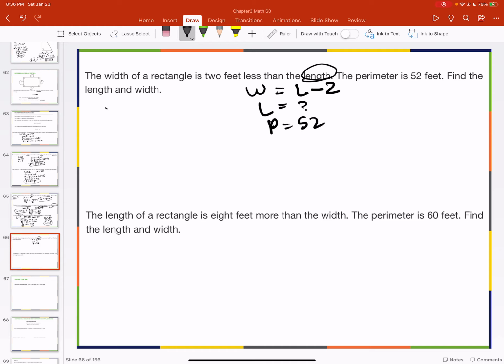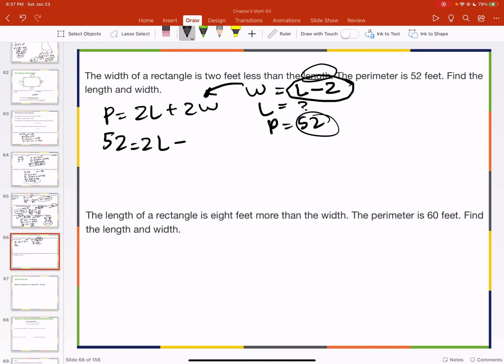So we have perimeter is equal to twice the length plus twice the width, right? But now we have the width described as an expression in terms of L. So we plug that in. And then we have 52 for the perimeter. So 52 is equal to 2 times L, plus 2 times, and instead of W, we're going to write parenthesis L minus 2, because that's our expression that represents the width in terms of the length, okay? So I'm going to write that a little bit nicer.